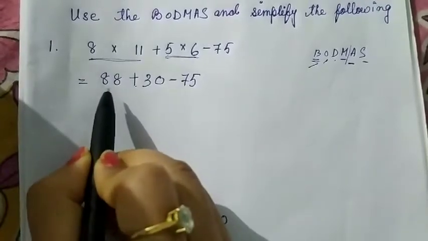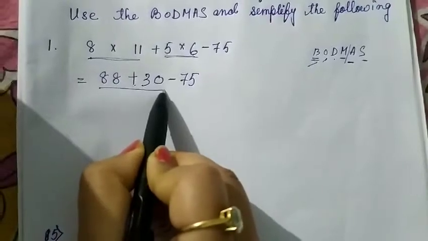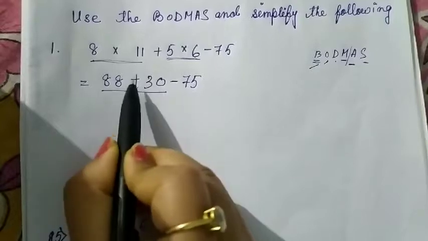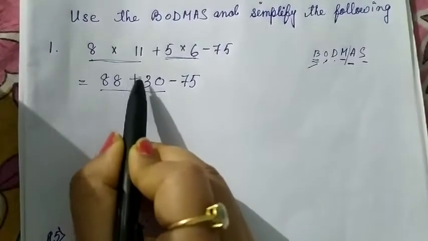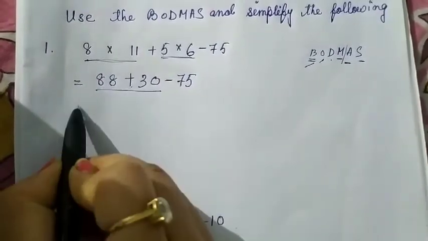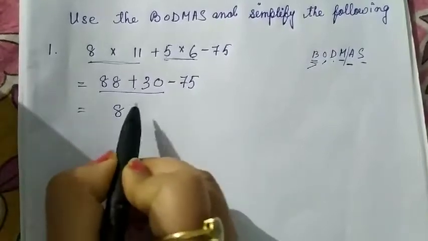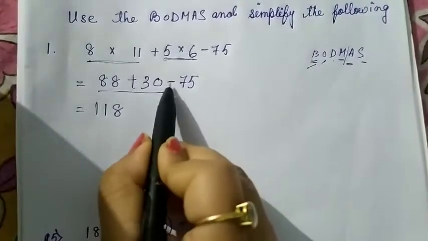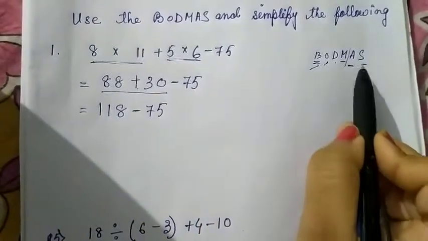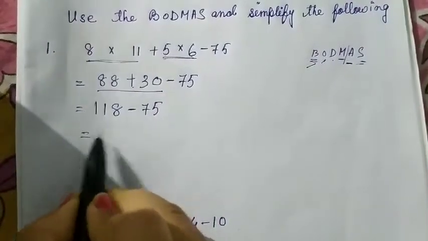In addition, what are the terms related to the addition part? See, 88 plus 30 are given. Only 88 and 30, these two numbers, are joined with the positive symbol. Now we need to add these two. 8 plus 0 is 8. 8 plus 3, that is 11. The answer is 118. Now minus 75. Now we need to do the subtraction. Only one symbol is left, so we will do subtraction.